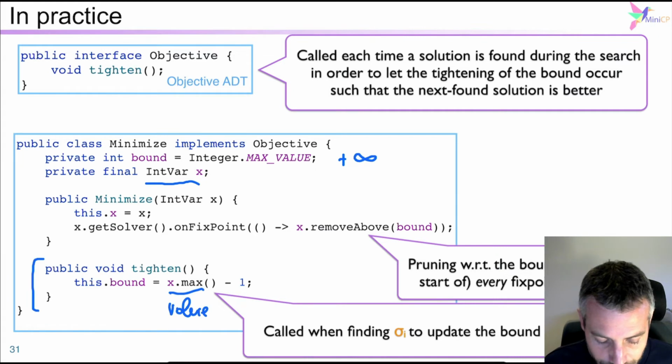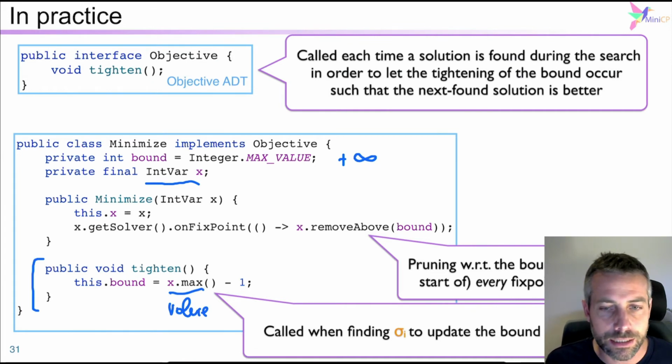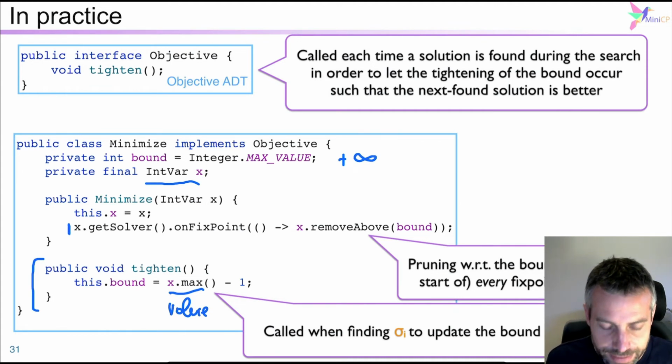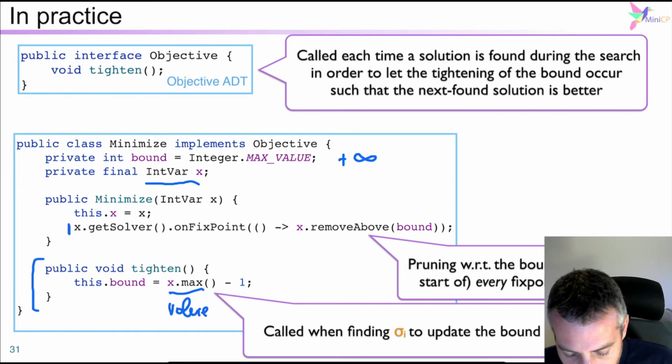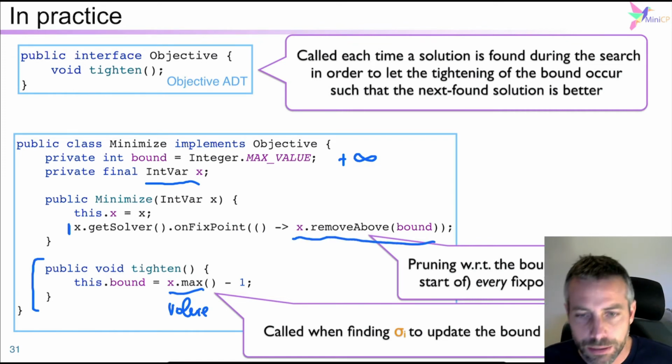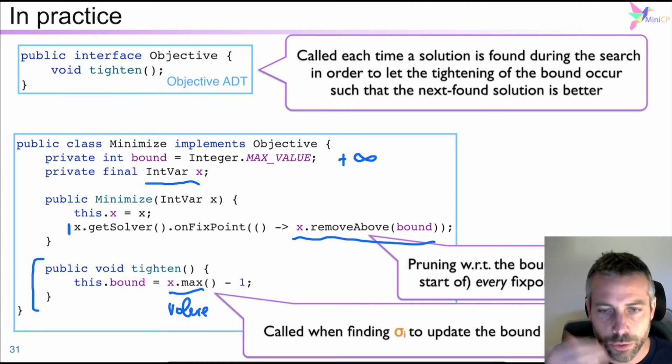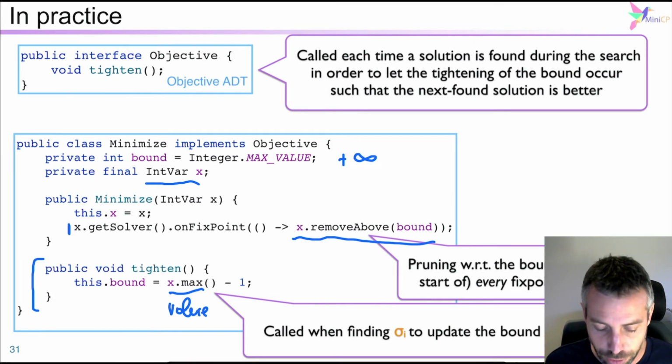And the filtering: we need to enforce that the domain of the variable x never exceeds this upper bound of the objective function. So here we set up a callback to say that every time the fixed point algorithm is called, we simply remove any value of the domain of x that is above, larger than, this upper bound that is gradually tightened during the search. This is how optimization is performed in practice in constraint programming.